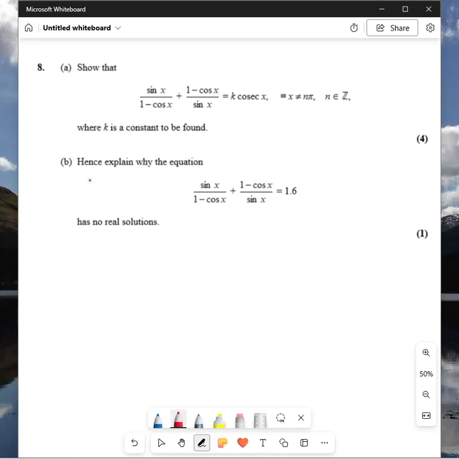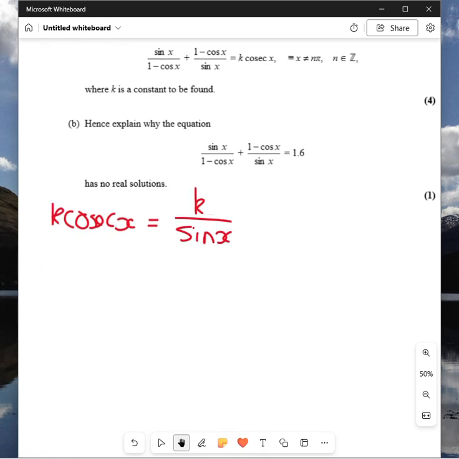Looking at this question here, it says show that sin x over 1 minus cos x plus 1 minus cos x over sin x is equal to k cosec x. So let's have a think about that. First of all, what is cosec? Cosec is 1 over sin. So k cosec x, you could rewrite that as k over sin x. So I'm trying to make that left-hand side equal k over sin x or k cosec x. They are the same thing.